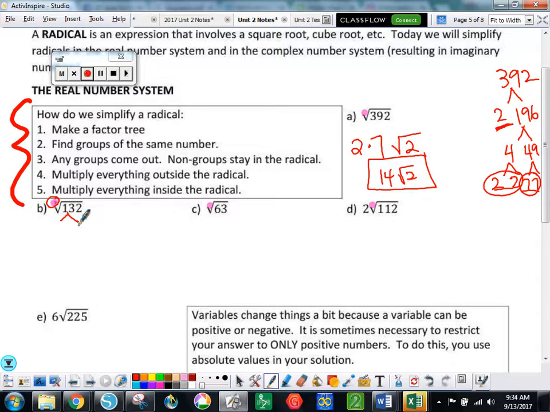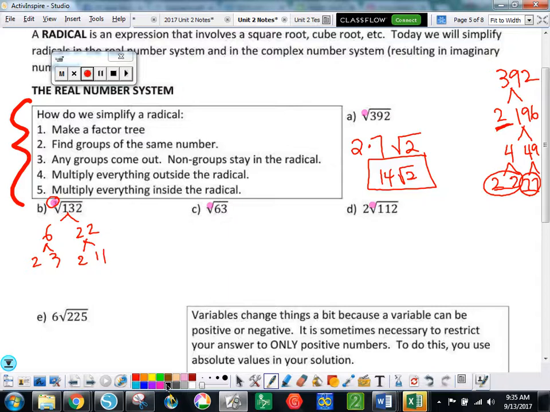So on 132, it's divisible by what? 6. 6, sure. And 6 times what? I don't trust myself to multiply or divide in my head anymore. 6 times 22? Yeah. Okay, and then here is 2 and 3. Here is 2 and 11. We're looking for groups of what this time? 3. Are there groups of 3? No. No, so what happens?